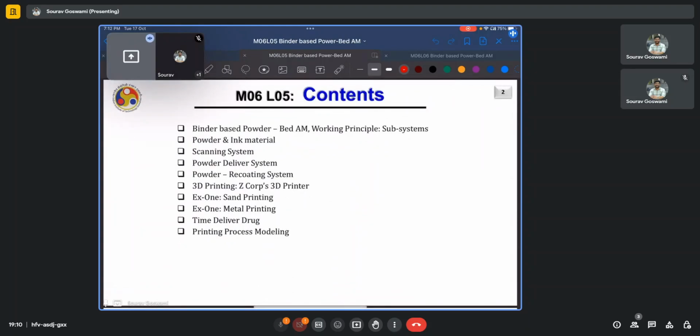Broadly, the contents that were covered include the working principle and the subsystems, the various powder and ink materials that can be used, types of scanning system, the powder delivery system, some examples of the machines, as well as a very interesting AM application which most of us might not be aware of, which is in the pharmaceutical industry in time delivery drugs.